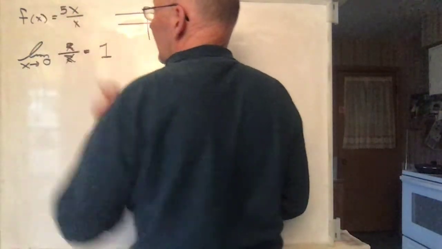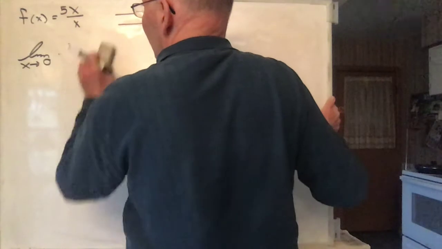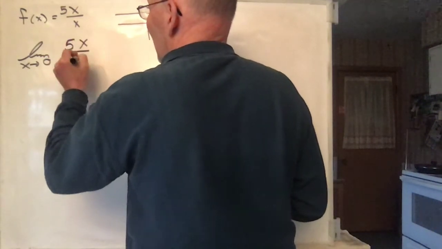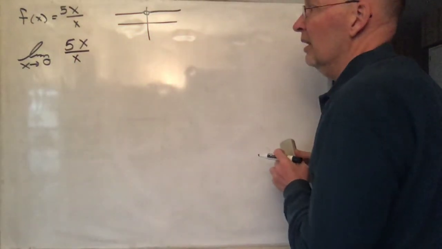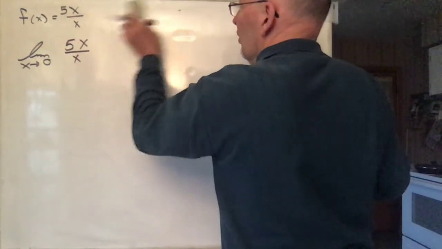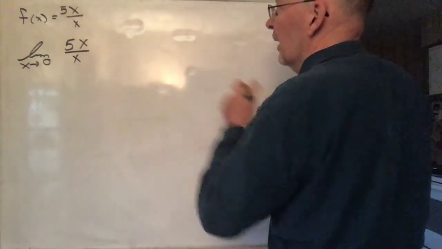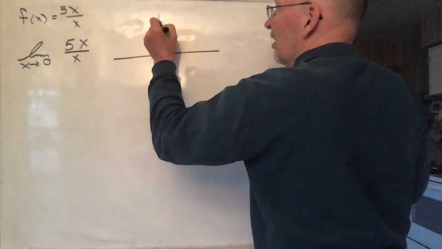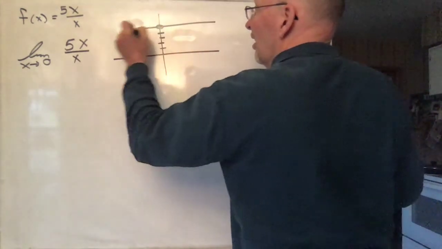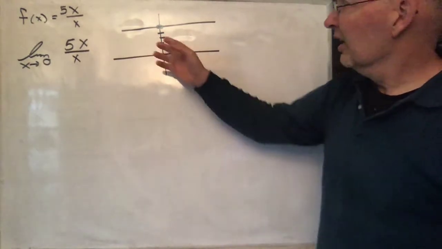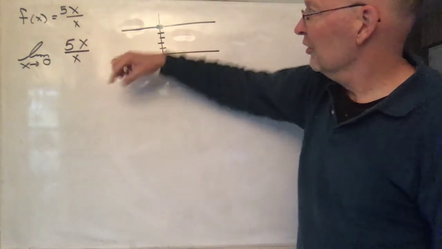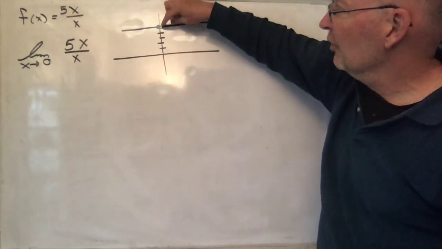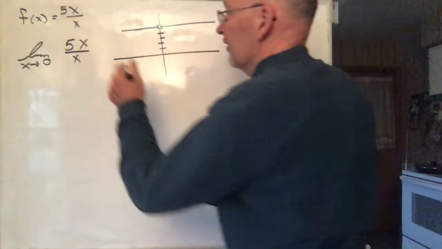What if you have 5x over x? How does that change things? Okay, well, now, except when x is 0, that ratio of the top to the bottom is always equal to 5. So except at 0, the value of the function is always 5. So as x gets closer and closer to 0, the value of the function is always 5. And so we say then that the limit is 5.